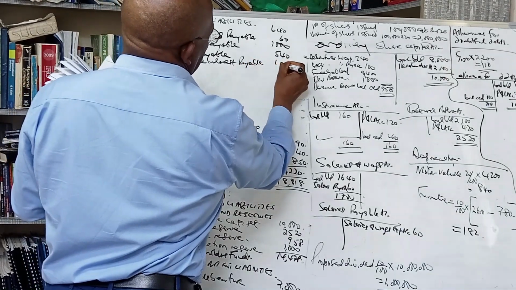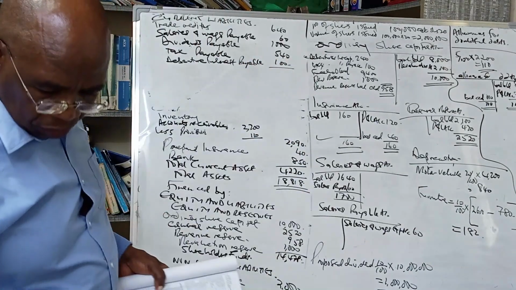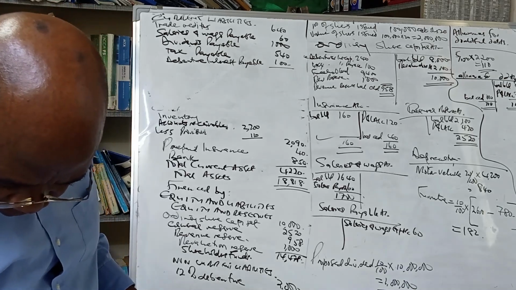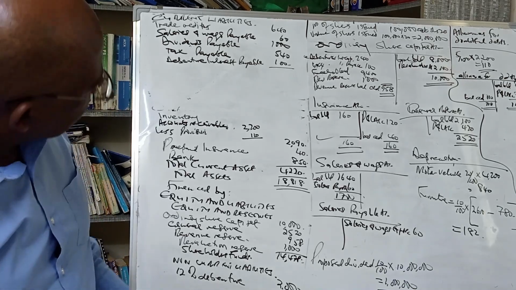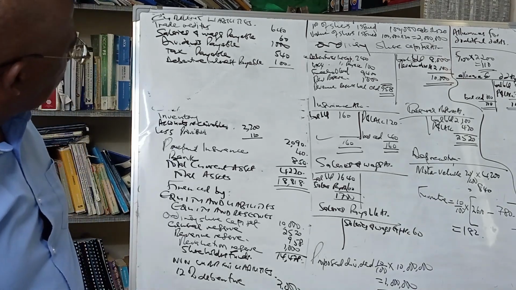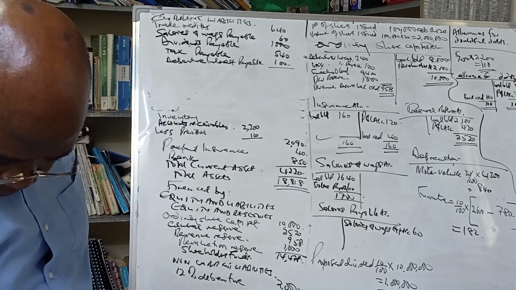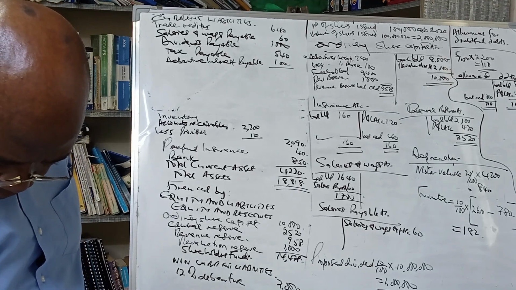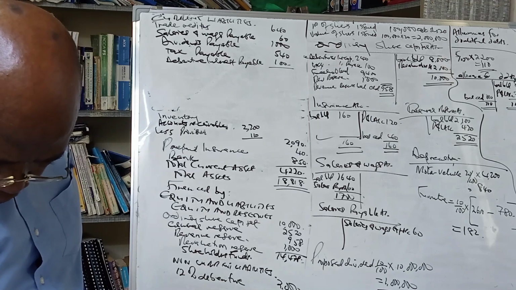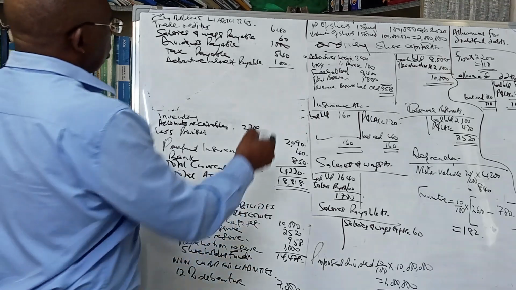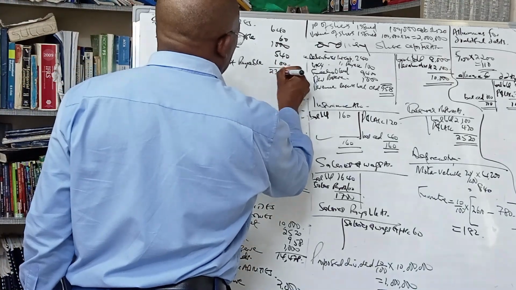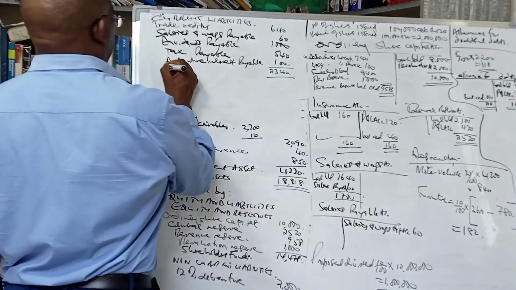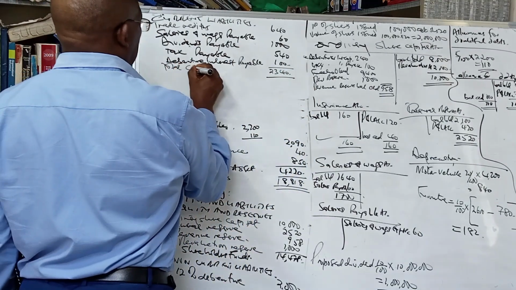So we add them: 640 plus 1060 plus 640. We get a total of 2340. Total current liabilities amounting to 2340.